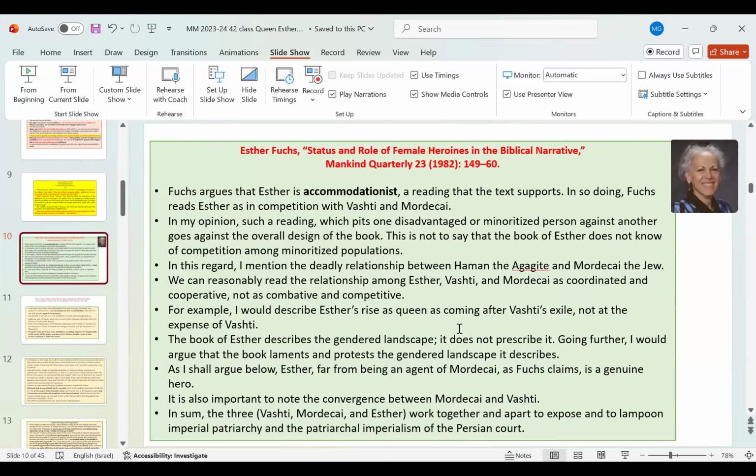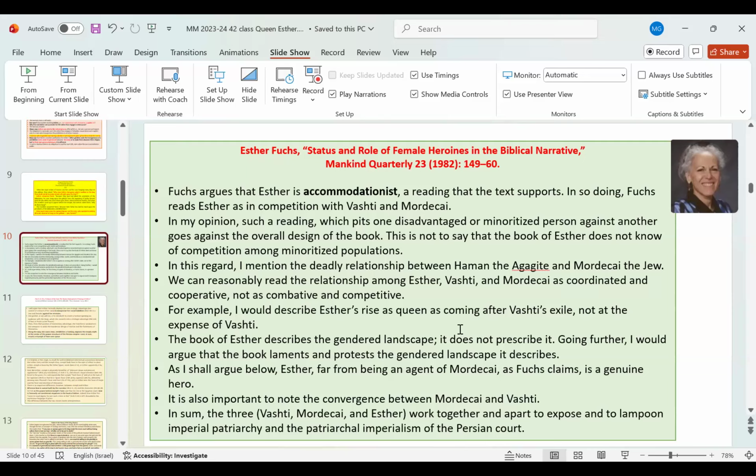And also the difference between description and prescription. The book of Esther describes the landscape the way it seemed. It does not prescribe it. So even though there is a gendered landscape very clearly between men and women, it doesn't prescribe it. It doesn't say that's the way it has to be, right? And she even goes further by arguing that the book laments and protests the gendered landscape. So in other words, everything that's happening there is not what should be, but what is described as being.